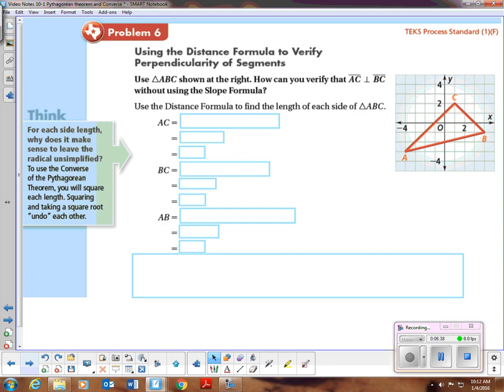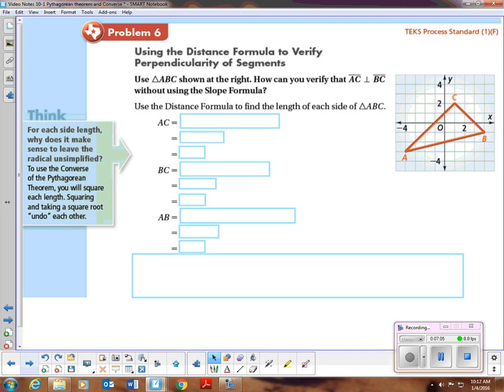All right, so using the distance formula to verify perpendicularity of segments. So we're looking to see, is AC perpendicular to CB? Okay, well, the first thing we want to do is we find the length of each piece. So we can do our Pythagorean theorem. So pause this video and practice doing the length from A to C, B to C, and A to B. You need those distances. Use that Pythagorean theorem and get that, and then turn the video back on when you're ready to go.